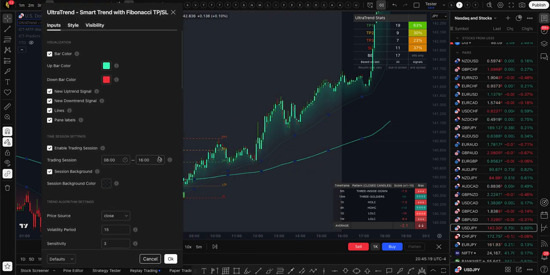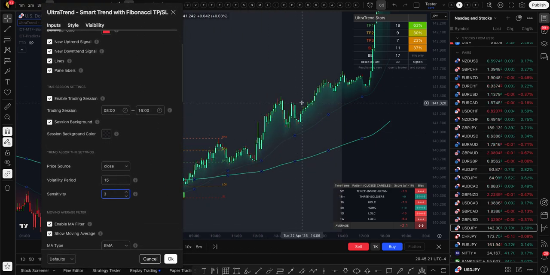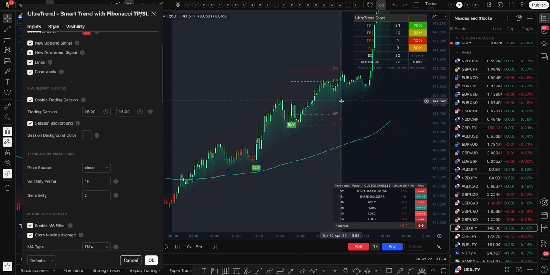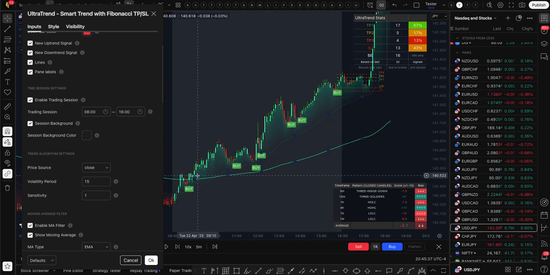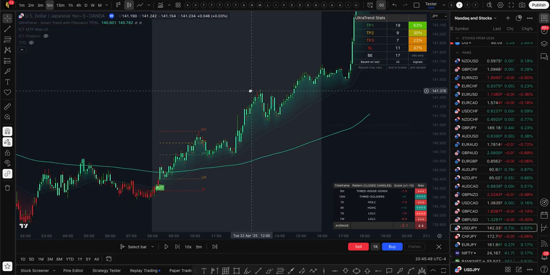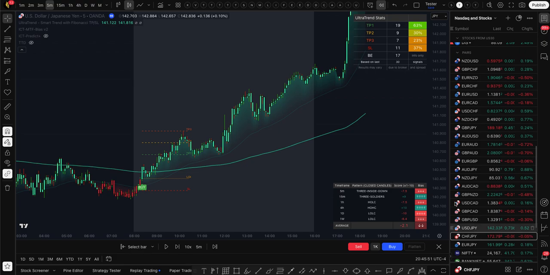You can also tweak and change the sensitivity here. If you want to have more signals, you can reduce it. Let's go to sensitivity 2. You see right there? There you go. And you can go to 1. Ooh, I don't recommend 1, but you see you get way more. If you like that... this is like, I could easily get a heart attack right here. I don't like that many entries. So I'm okay, man. 5 minute is okay for me.